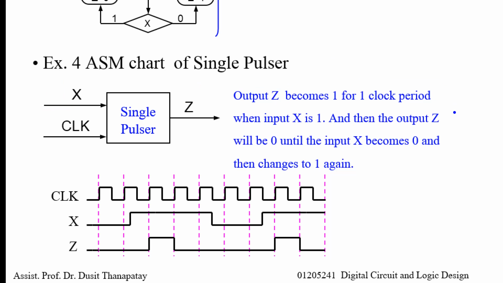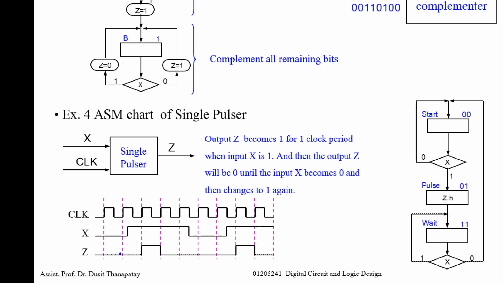Okay, from this problem, we can write the ASM chart like this. At state start, no output is active. That means output Z is 0 for this state. And if X is 0, it stays in state start. When X is 1, go to state pause. In this state output Z becomes 1. And when clock ticks, go to the next state, state wait, where output becomes 0.